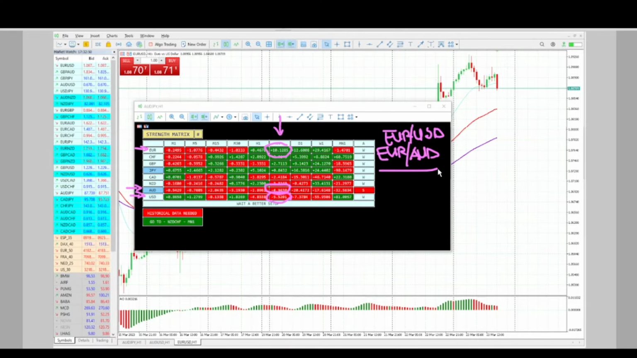What else can we see? We can see that the Swiss franc is also strong, which means we can merge the Swiss franc with any of these weak currencies. So we can say USD Swiss, because the USD is weak, right? USD always comes first, okay? Or you can say Swiss USD if you want, but I prefer you say USD slash Swiss.